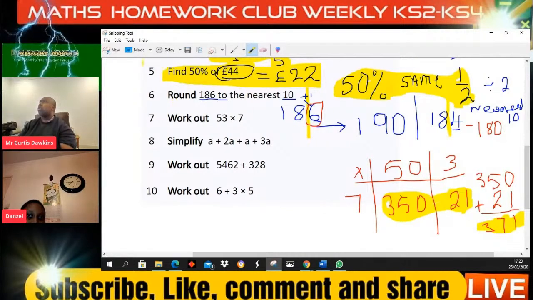Now, okay, have you learned this? Read this for me, please. It says here, what does this say? Simplify. Simplify. A add 2A, add A, add 3A.